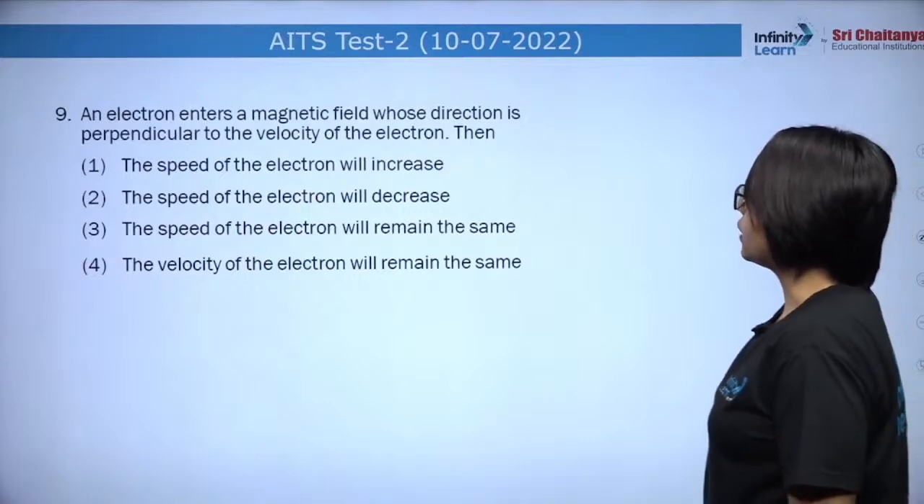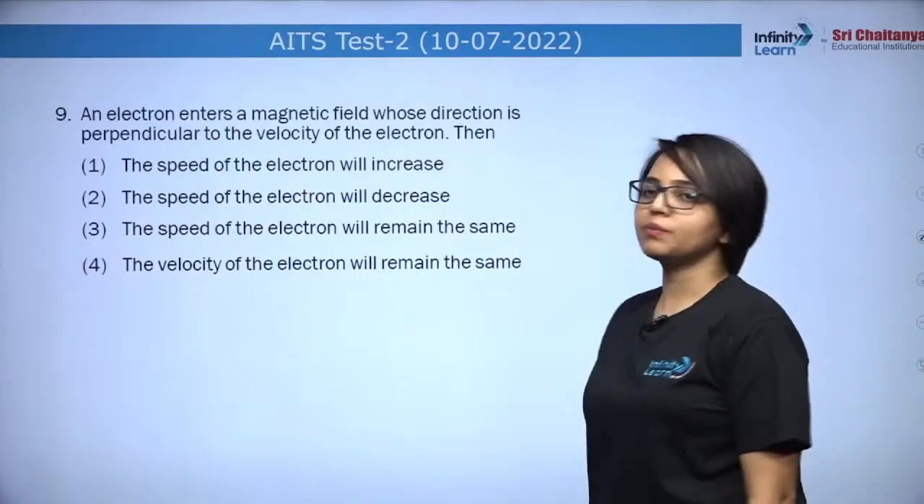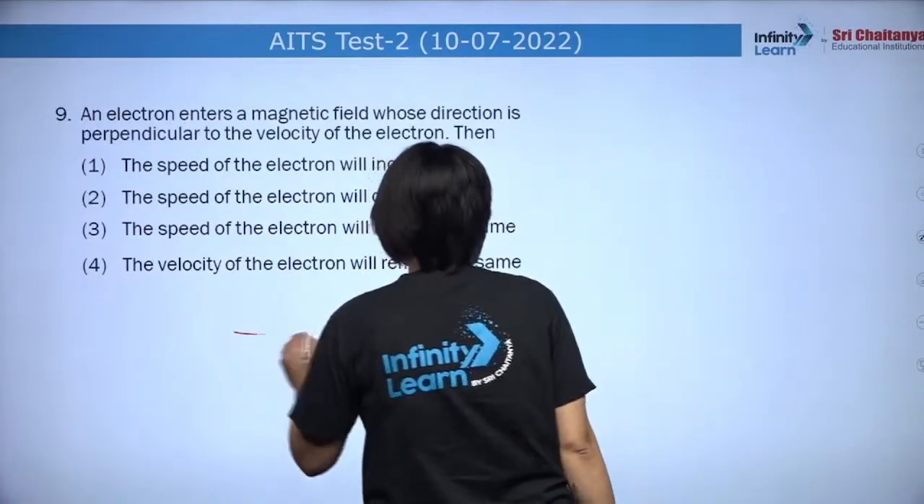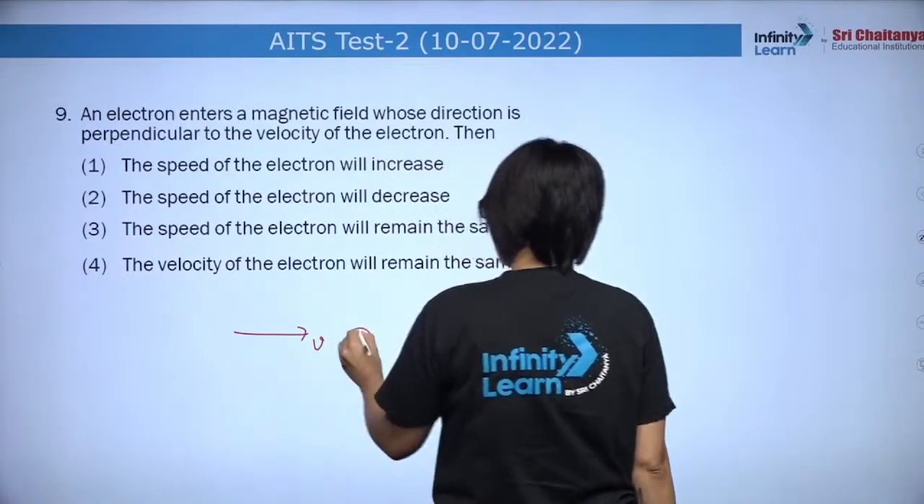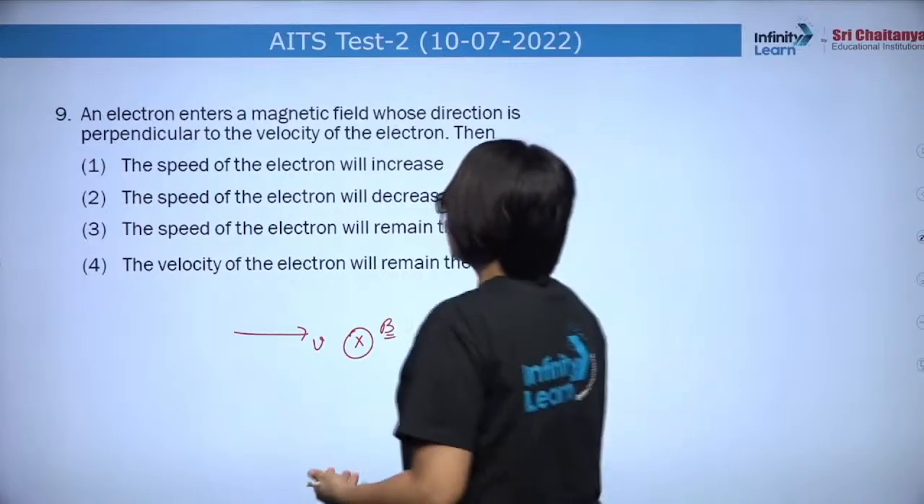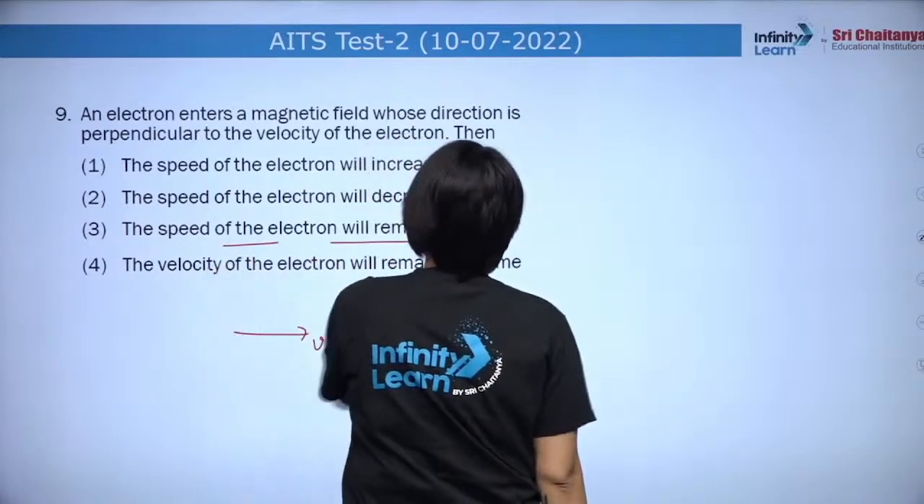Next, an electron enters a magnetic field whose direction is perpendicular to the velocity of the electron. In this motion, when velocity and magnetic field are perpendicular to each other, the speed of the particle remains constant. So the speed of the electron will remain the same.